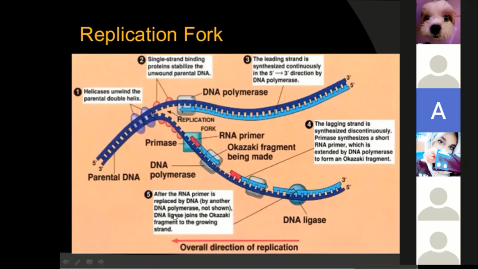Initially it is an RNA primer which is going for synthesis, and the base pairing is such that there is uracil in case of RNA. Later DNA polymerases are responsible for replacing it, because the sugar is also different. So the RNA primers are replaced by DNA later on, and DNA ligase is responsible for joining these Okazaki fragments. This is a diagrammatic representation of how DNA replication takes place.